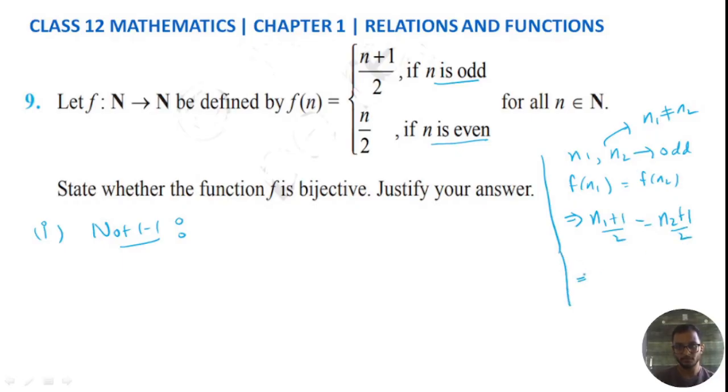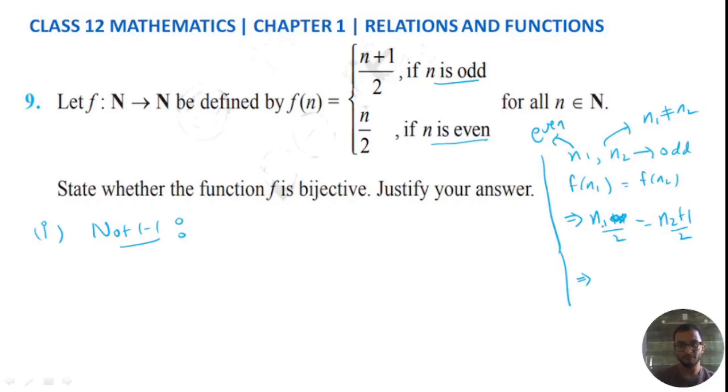Are we doing right? So n1 plus n2 divided by 2. Okay. If we take both as odd, our work will not be done. We should take one of them to be even and the other to be odd. So let's take n1 even and n2 odd. Because if we take both odd, then we will get n1 equals n2, but we don't want that. We want a contradiction, that is, n1 should not equal n2, but f of n1 should equal f of n2.